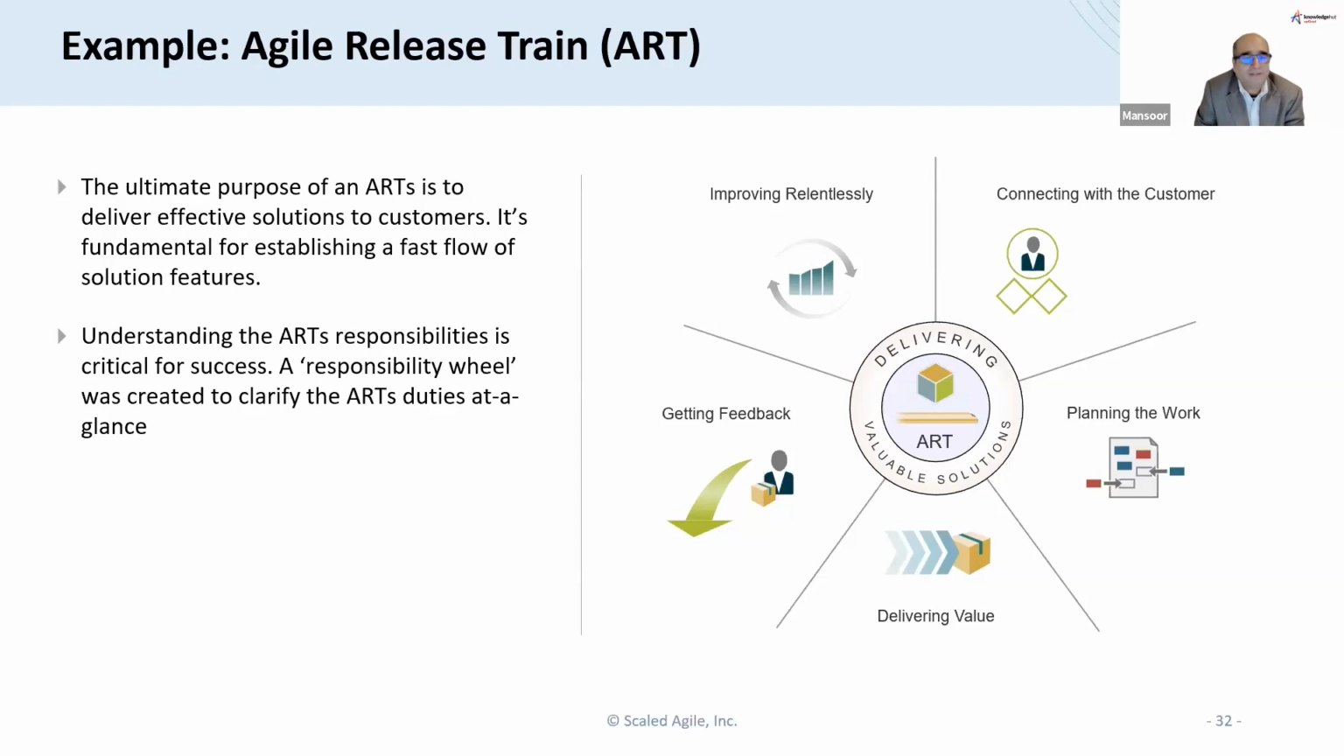Our focus is to deliver value, getting feedback, improving relentlessly, connecting with the customer, planning the work, right? Delivering value. That is the key role of an agile release train. So that's where the agile release train comes into picture. The customers are ultimate beneficiaries of the business solutions. ART creates and maintains and connects the customers to the efforts and clearly understands how to apply lean and agile practices in the unique agile release train context.